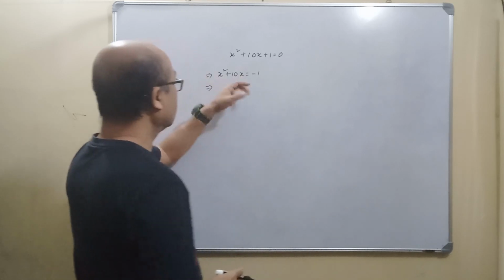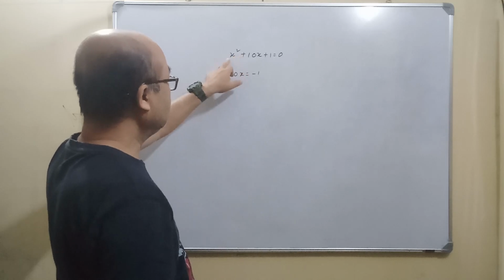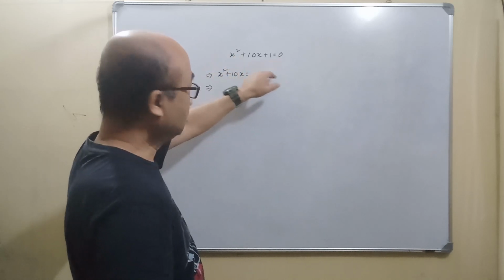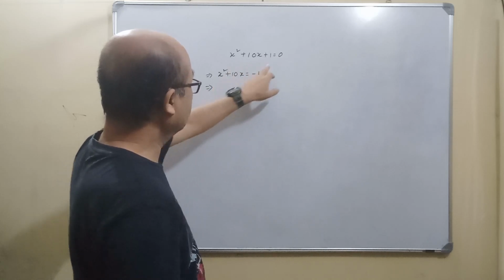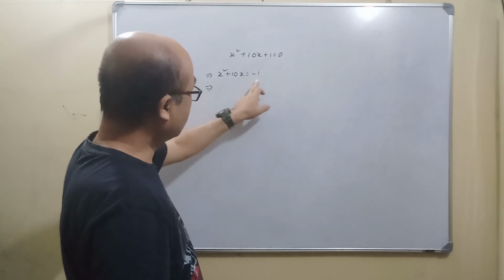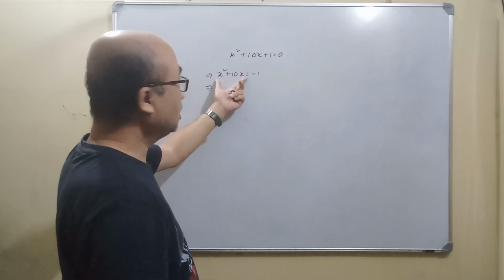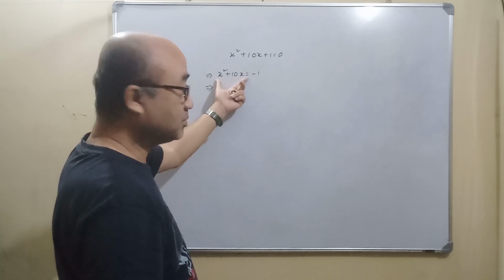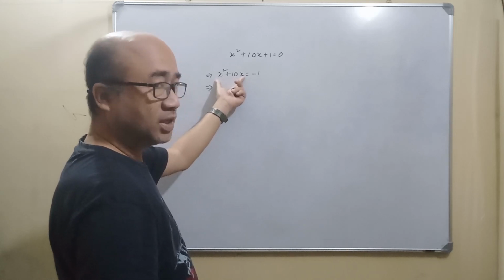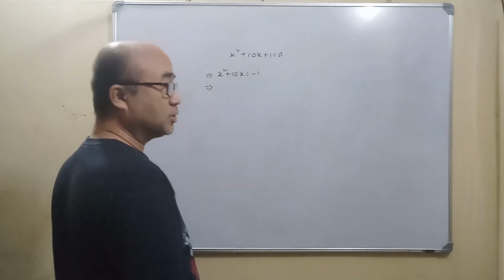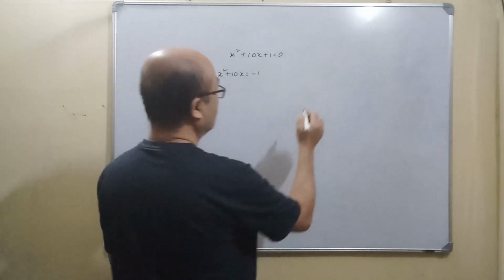So now we have the coefficient of x squared is 1. So we don't have to divide the equation by any number. So we just transfer the constant term to the right hand side. It becomes minus 1. Now we get this expression on the left hand side. So we need to add something to this expression to make it a perfect square. So you know the procedure, how to do that.